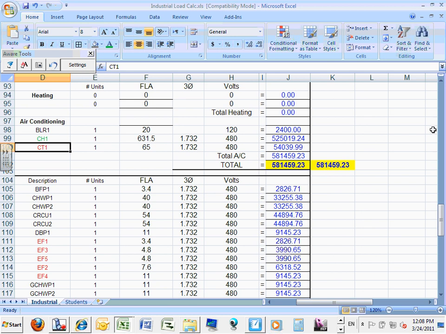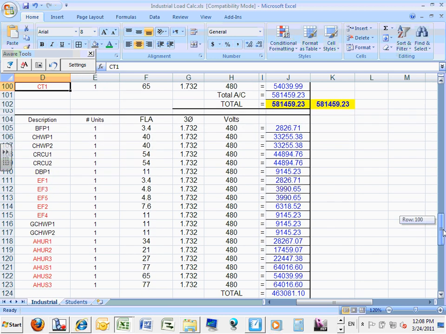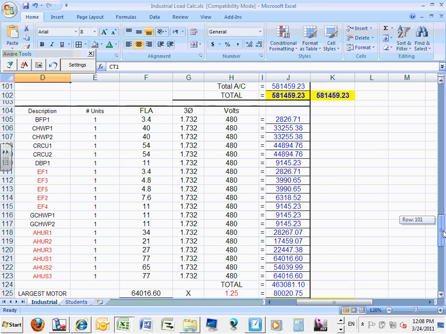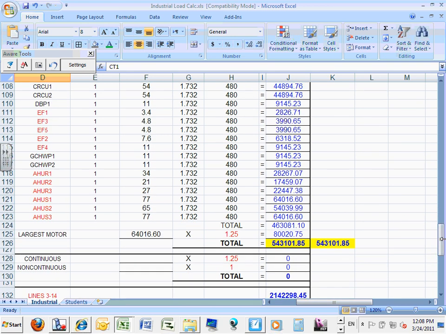Chiller, nope. So everything that you guys can see in red is fed from mechanical panel number two. The rest of it, where do you guys think the rest would be fed from? Mechanical panel number one. Now, how am I gonna split them? Which one is the largest load here? The largest of all these.